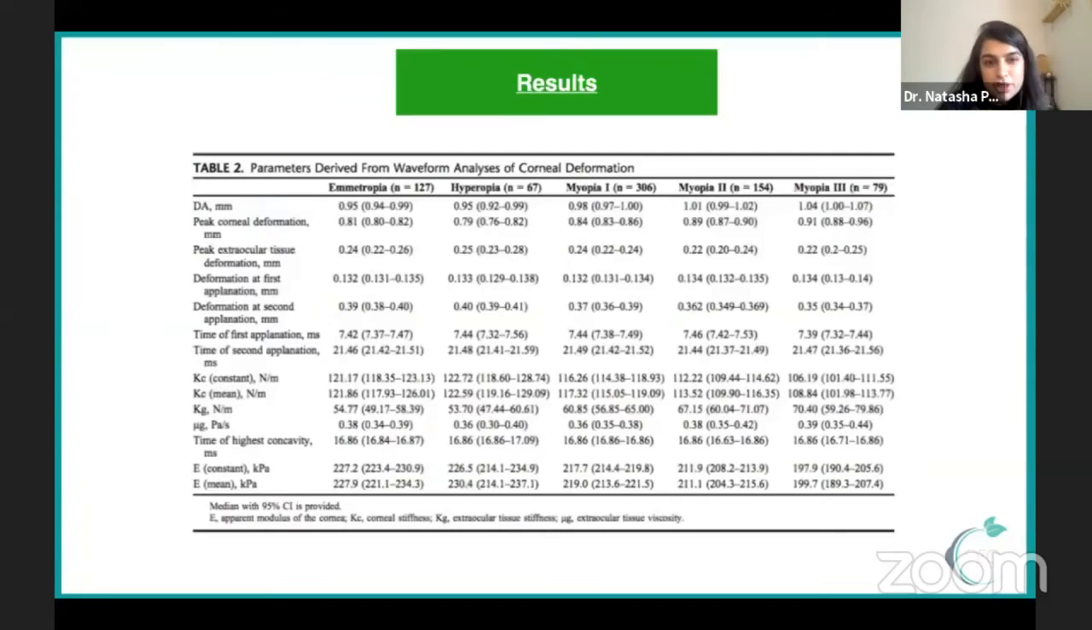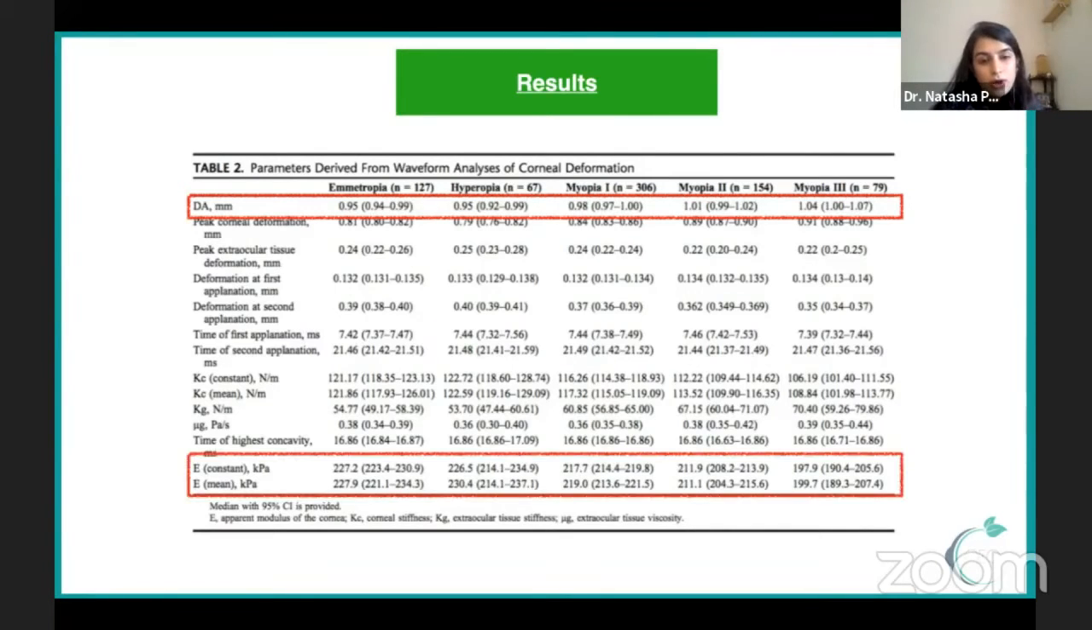They found that the deformation amplitude is higher. That means the cornea is slightly weaker in higher grades of myopia, and this was constant in all higher grades of myopia, and they measured it with the Young's modulus. So it essentially based.